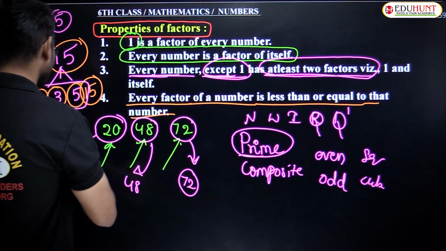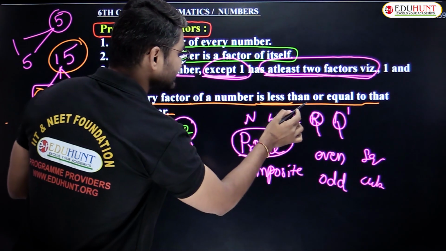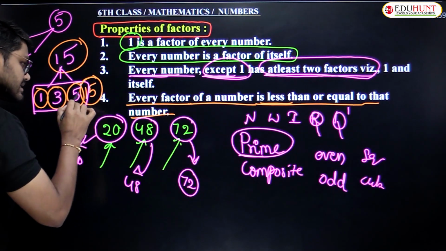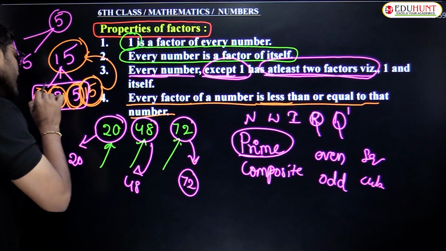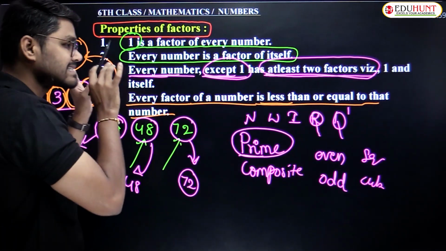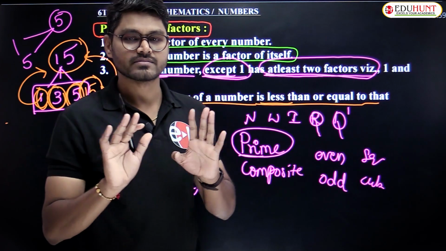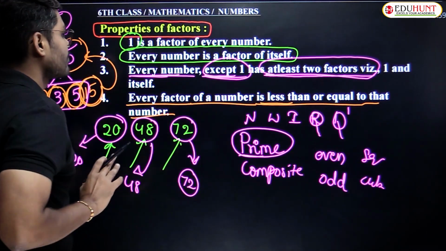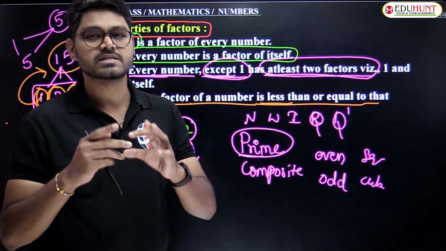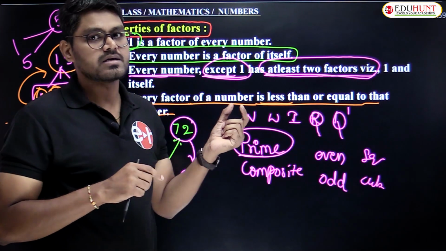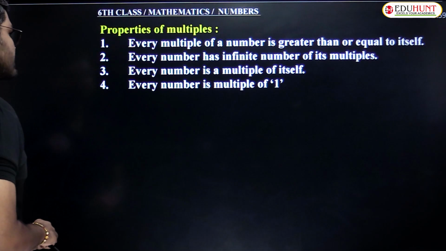Every factor of a number is less than or equal to it. Here, 15 is equal to 15. Yes, fine. 5, 3, 1, all these are less than 15. Did you understand now? Right. These are the properties of factors. Very important. While solving questions, we use these properties enormously. Let's move on to the next one.